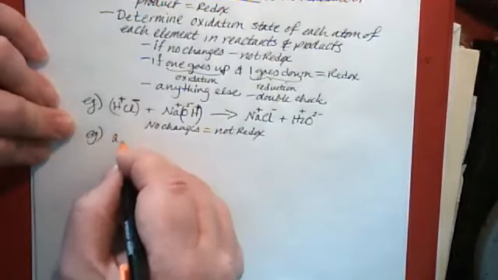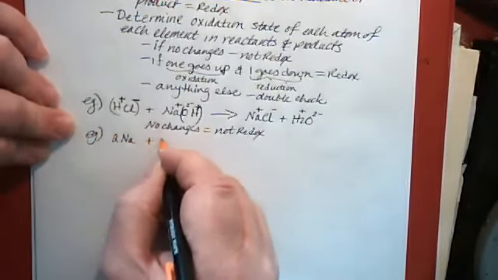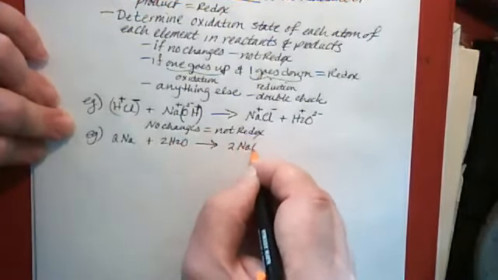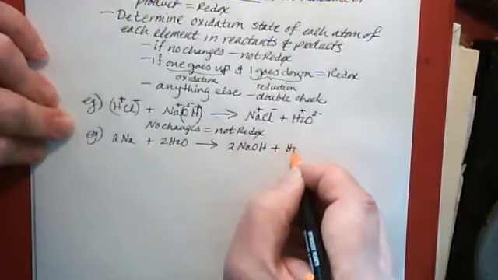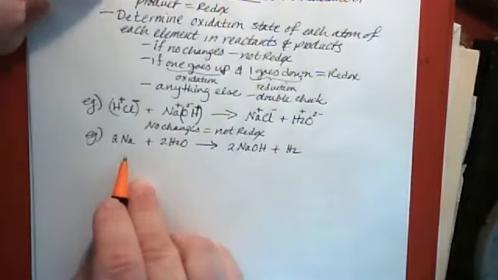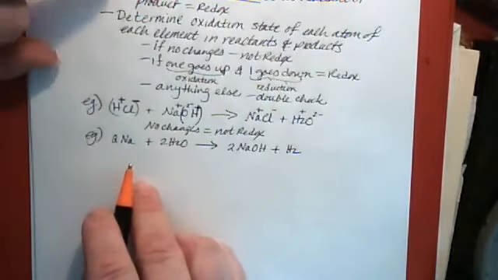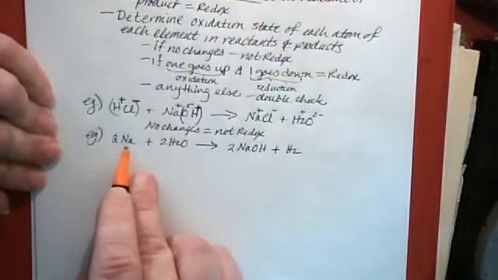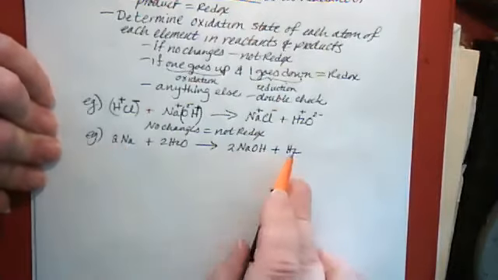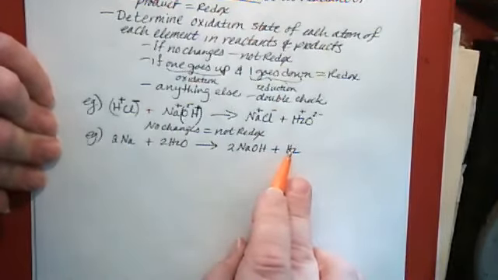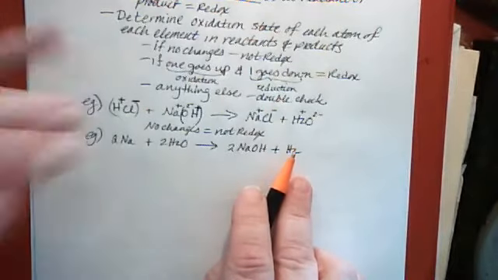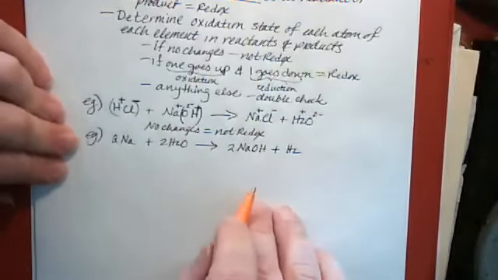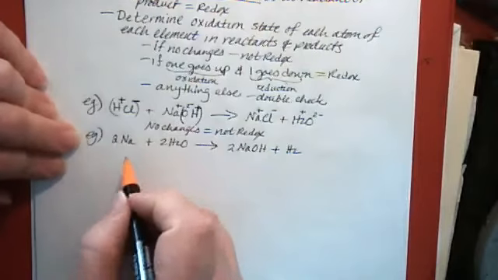Let's see, on the other hand, if we have two sodiums plus two H2Os reacting to form 2NaOH and H2. Now, actually, what we've said above here, any reaction that involves free elements will definitely be redox. Notice what we've got here. We've got sodium on the left-hand side. That's a free element. We've got hydrogen on the right-hand side. That's a free element. So right away, we know for sure this is a redox reaction. But if we want to prove it, we can find the oxidation states of each atom of each element.